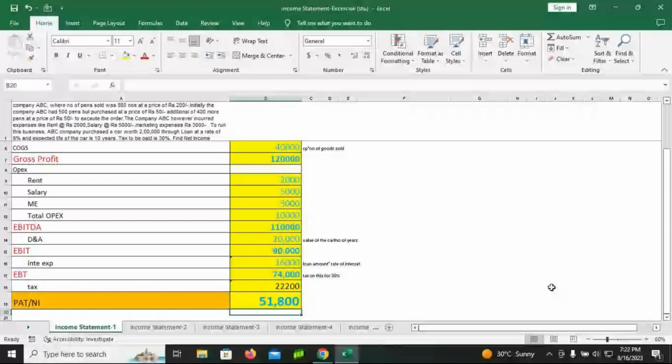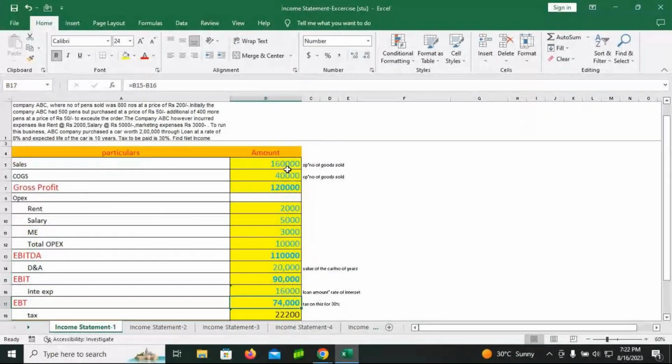Ma'am, explain the tax part. How is tax calculated? Tax part means earning before tax. How is it calculated? To understand, first I need to calculate the sales, that is 800 into 200. Then COGS. I have spent 800. How much is the cost that I have spent to buy those 800 pieces? So 800 into 50, I have calculated.